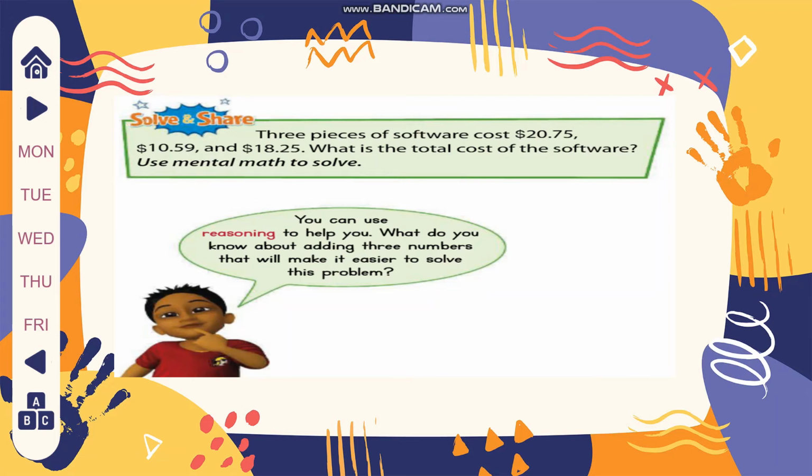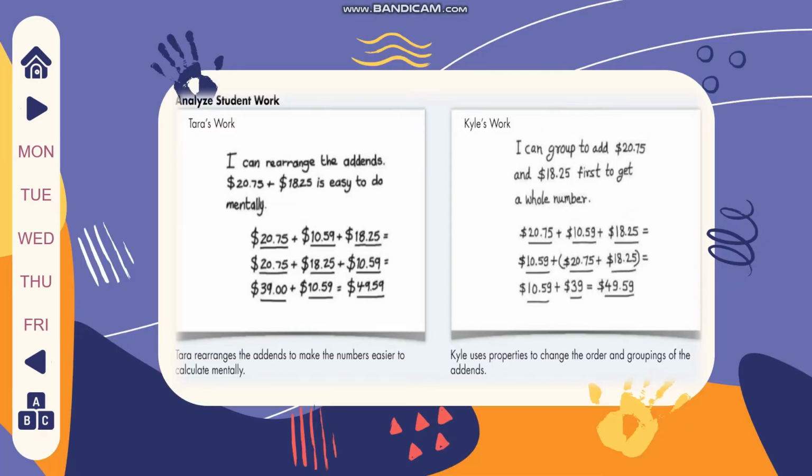Let's analyze this problem. Three pieces of software cost $20.75, $10.59, and $18.25. So what is the total cost of the software? You're going to use mental math to solve. So let's analyze this student's work.